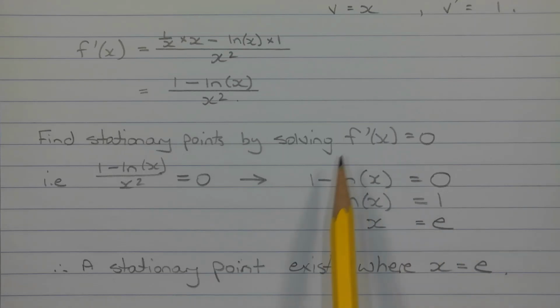Rearranging this equation to make ln x the subject, we get ln x is equal to 1. And raising both sides of the equation to base e, so that cancels the ln function here, we get x is equal to e to the power of 1, or just e. Therefore, a stationary point exists where x equals e as required.